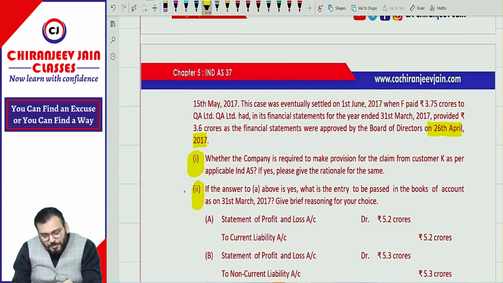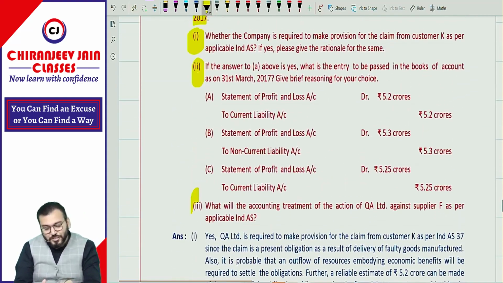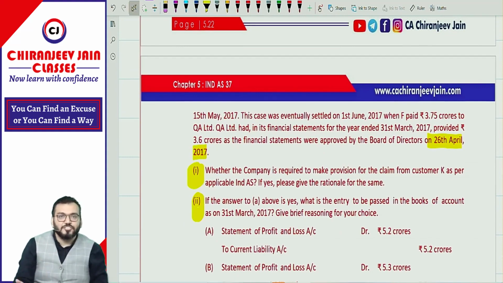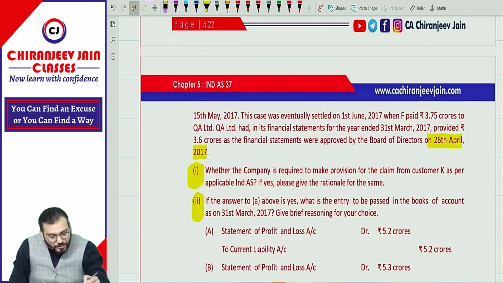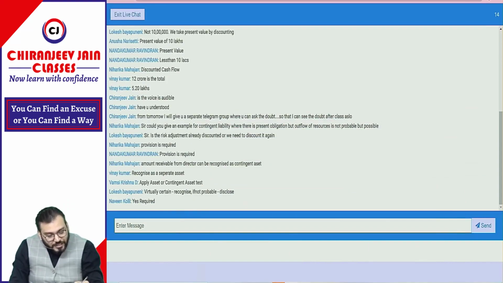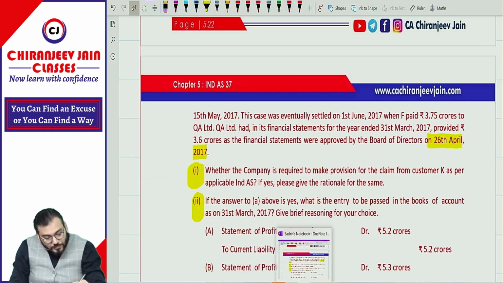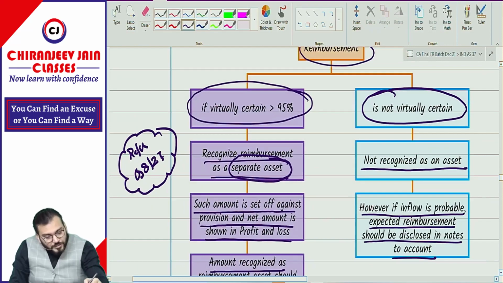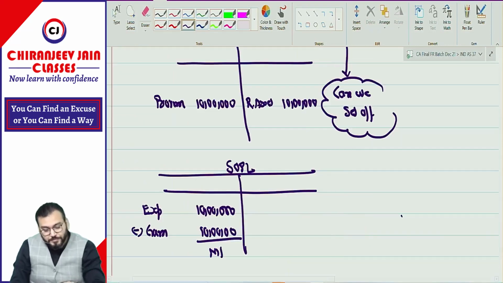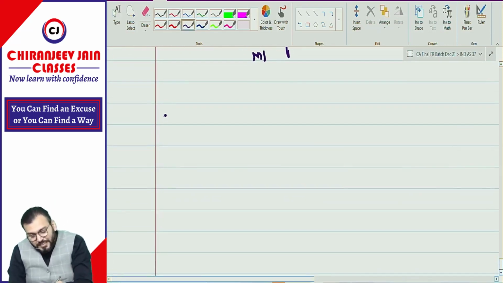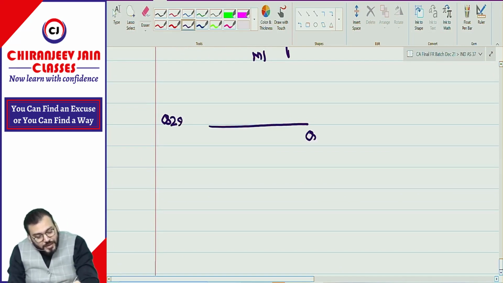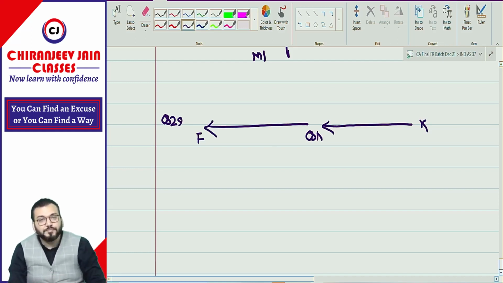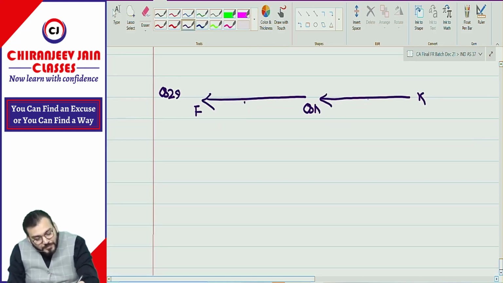Point number 1, point number 2, they have asked 2 questions and they have asked 3 questions, but super question. Can I explain for 1 second? Because I know what you have understood. Yes sir. So we are doing which question? This is question number 29. So question 29, can you give me the date? This is QA. This is customer K. This is F. One case, one case. Correct? The date of this case is what?